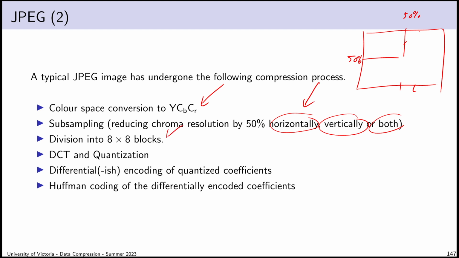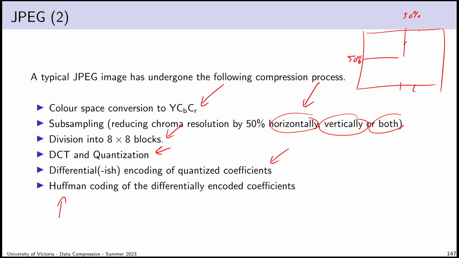We then take the result and divide it up into 8x8 blocks. I'll talk more about that in a minute. For each 8x8 block, we apply the DCT and then some quantization. We then take those quantized coefficients and encode them using a sort of delta-ish encoding, so basically differential encoding with some modification to allow for prefix coding.